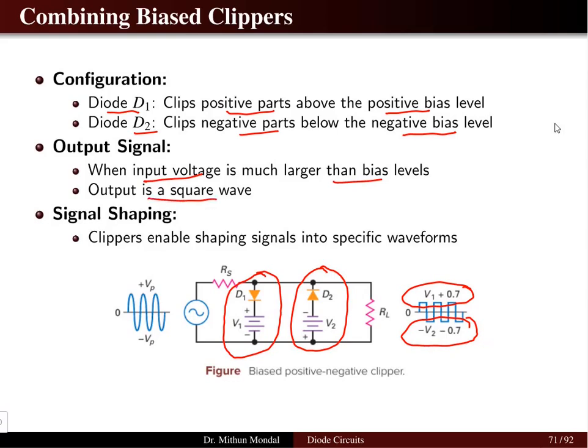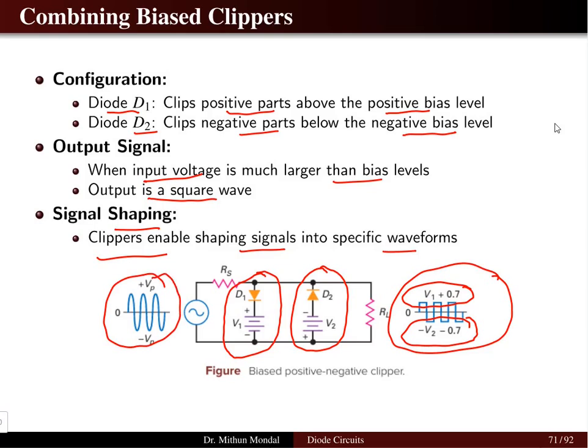And here is signal shaping: clippers enable shaping signals into a specific waveform. Whatever the shape of the waveform you require when the input is sinusoidal, you can use such connections where you have bias clippers combining the diode and the DC source.